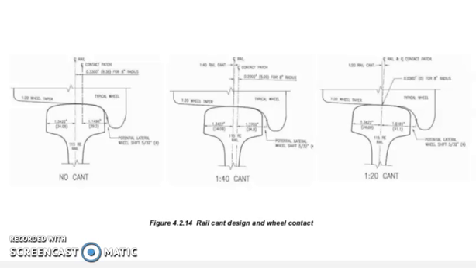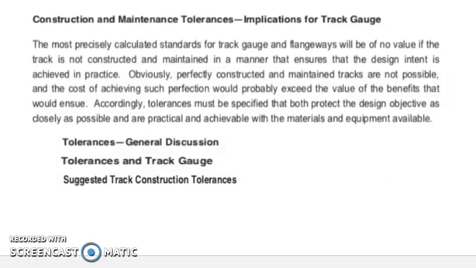So these are some of the illustrations showing to us the rail cant design and wheel contact. So we have here the ratio of the super elevation or the cant between the rail to wheel contact. So the most precisely calculated standard for track gauge and flange weights will be of no value if the track is not constructed and maintained in a manner that ensures that the design intent is achieved in practice.